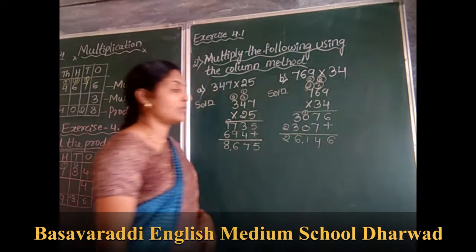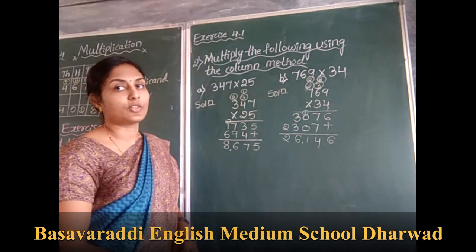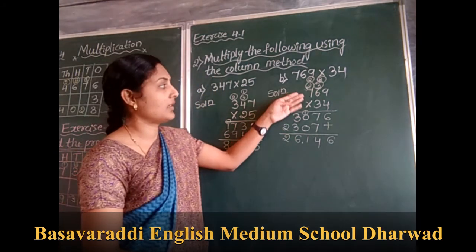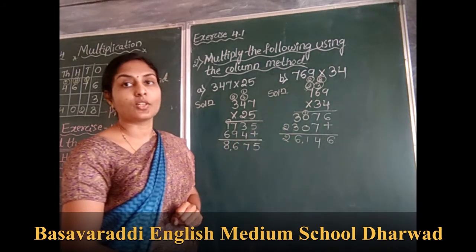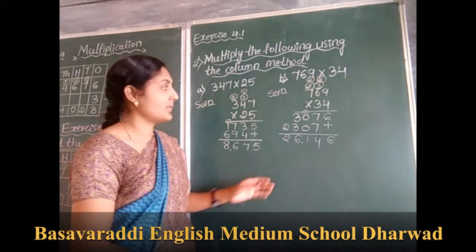What is the product there? 26,146. Okay, this is the multiplicand. The 34 is the multiplier. The 26,146, that is the product.